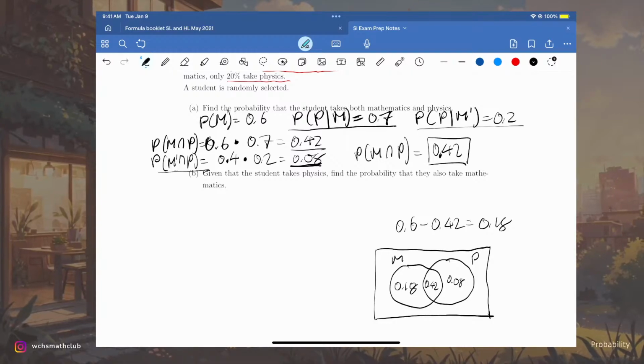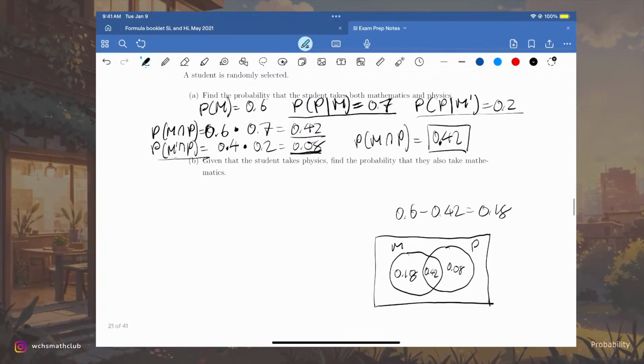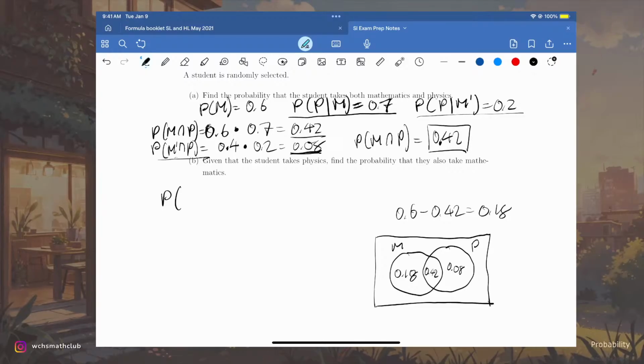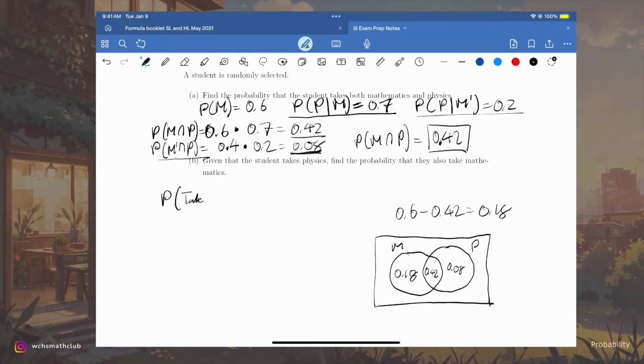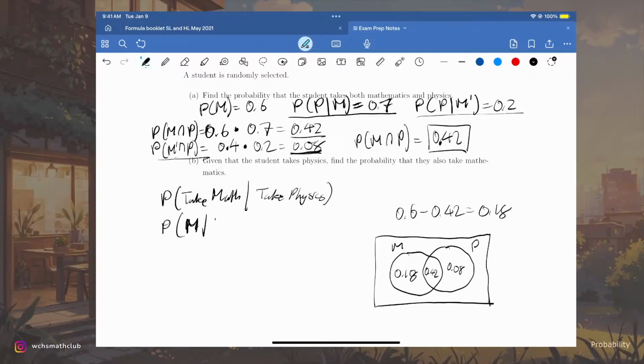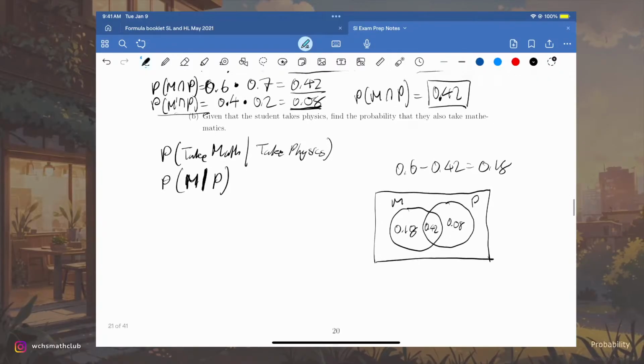And now for part B, given that the student takes physics, find the probability that they also take mathematics. The idea here is we're going to write it first in probability notation. So given that they take physics, find the probability that they also take mathematics. So take math given that they take physics, or using their notation, M given P. And that line just means given that they take physics.